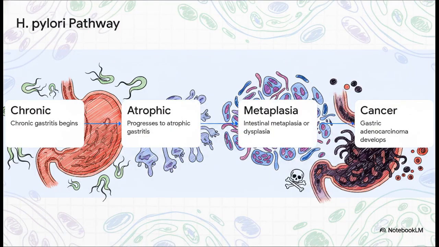And this brilliantly illustrates why H. pylori is so incredibly dangerous if it's left untreated. This exact sequence you're seeing right here is classic exam material, so definitely commit this to memory. The infection starts as chronic gastritis, which then progresses to atrophic gastritis. From there, it leads to intestinal metaplasia or dysplasia. And finally, the whole thing can culminate in gastric adenocarcinoma, which is a very serious type of stomach cancer.